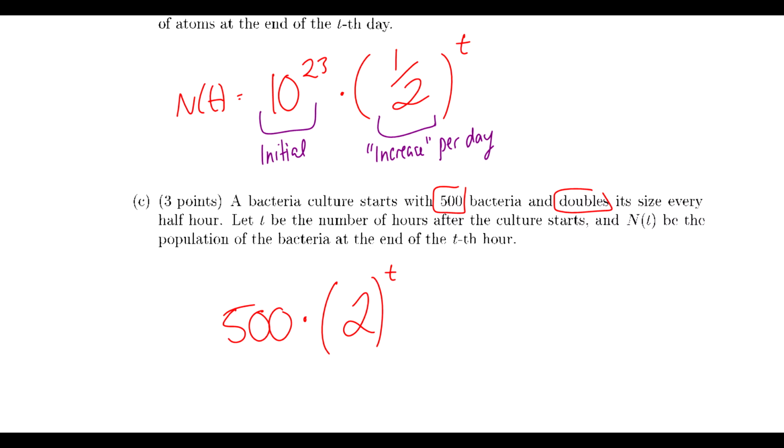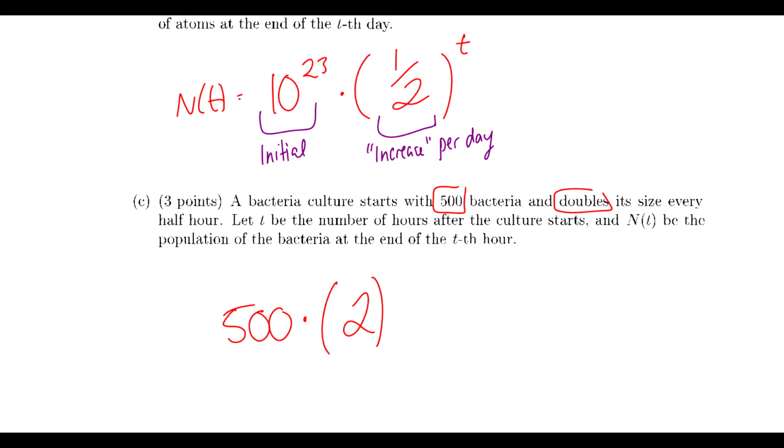So what we have here is an initial value starting at 500, and then we multiply by 2 to the power of t. And when I look at the answer key for this quiz and at the question here, this is definitely wrong. This should be 2 to the power of 2t, because this is every half hour. Or it should actually be 4 to the t.